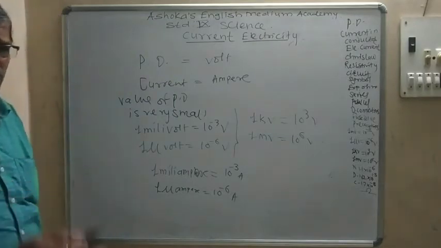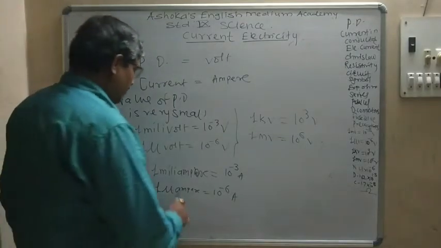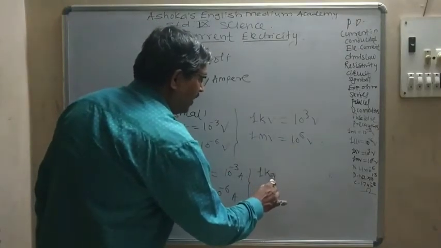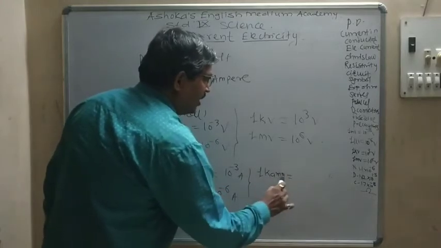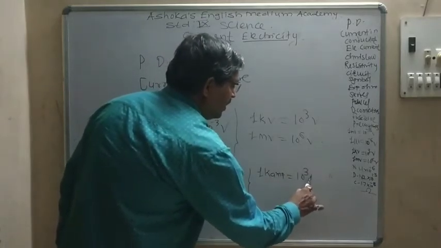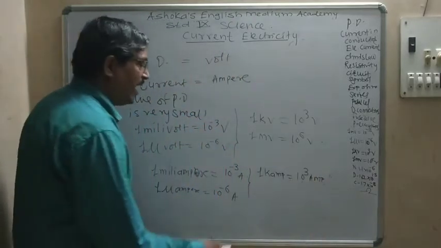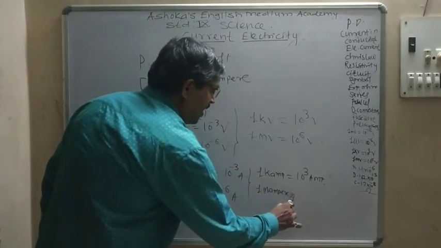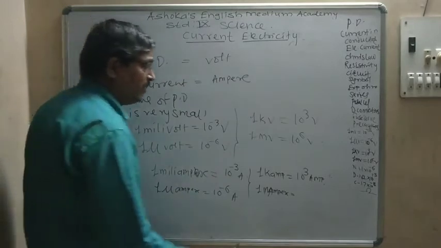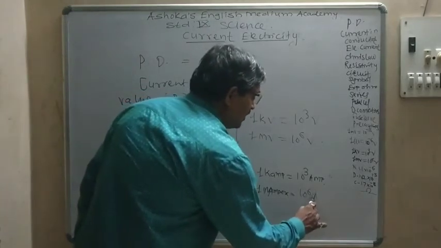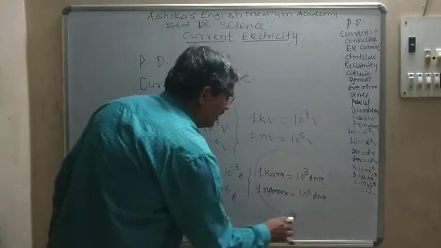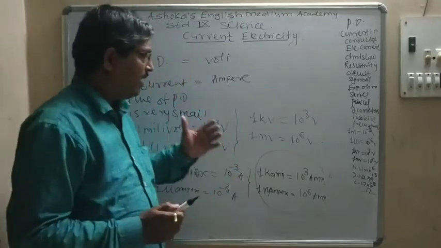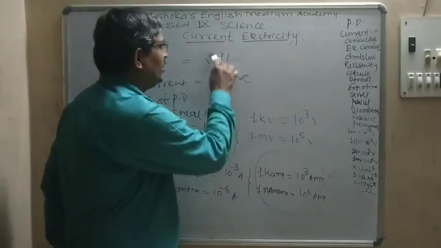But if the value of ampere is very large, then instead of milliampere and microampere, 1 kiloampere is used, and 1 kiloampere means 10 raised to 3 ampere. And another one is 1 megaampere, which is equal to 10 raised to 6 ampere. These are the expressions used for higher values of the electric current as well as for the potential difference.